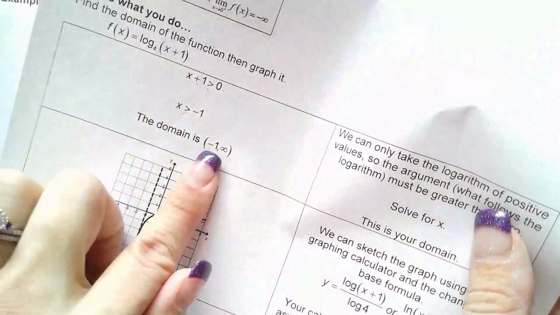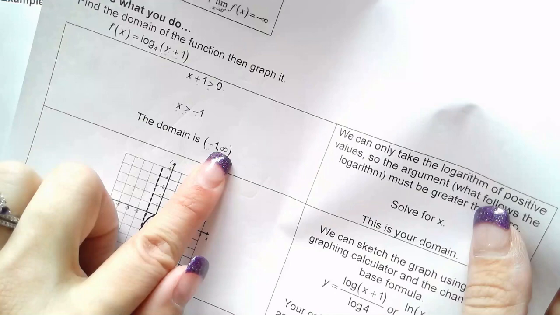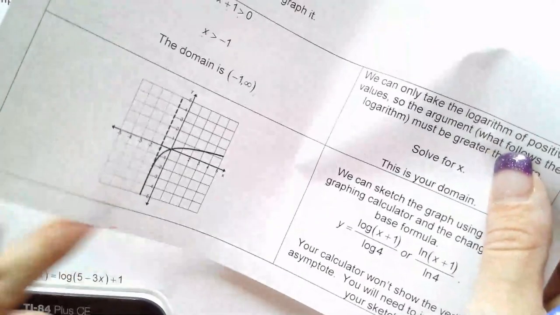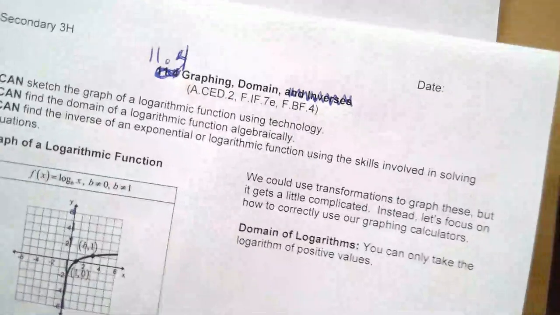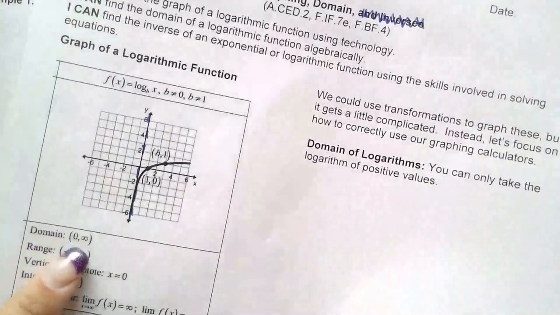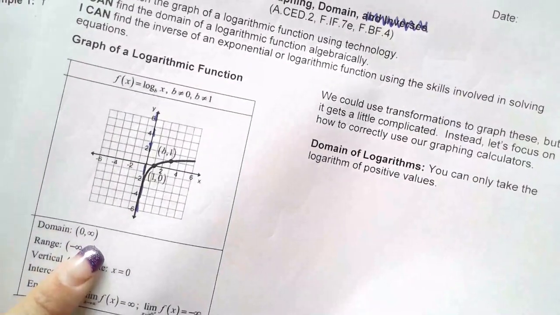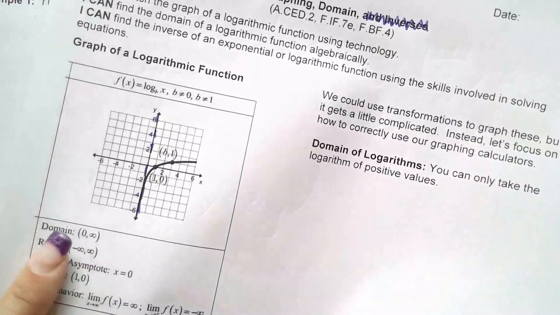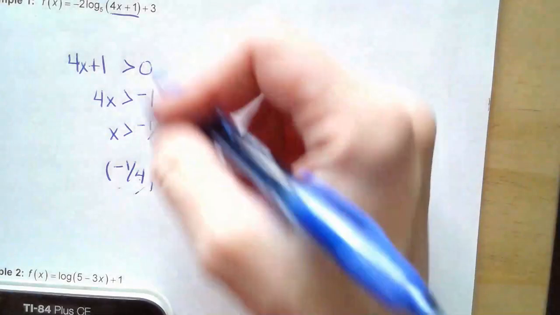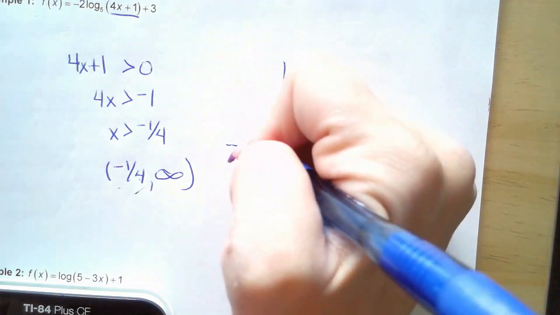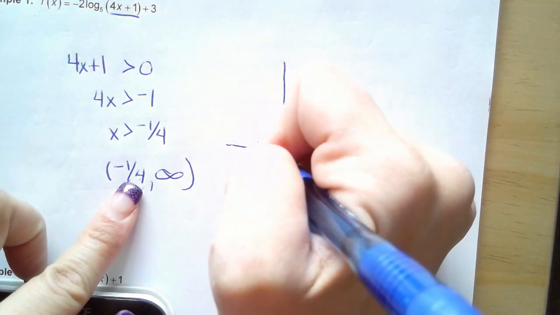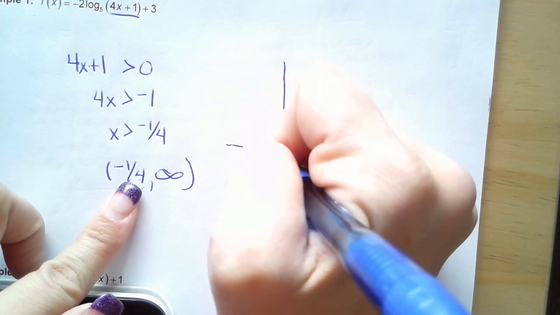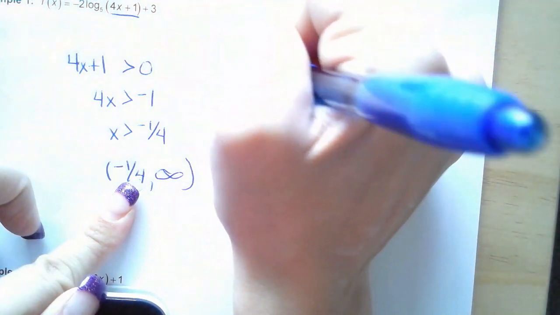Look, our domain went from -1 to infinity. And where was our asymptote? -1. Same thing with our original graph. It goes from 0 to infinity, and our asymptote's at 0. So when we solve this algebraically, we definitely can say that where we end, so -1/4, is our asymptote.